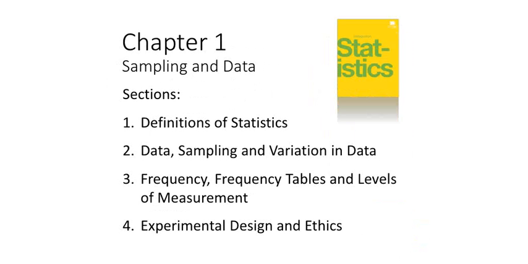Chapter 1 talks about sampling and data. What you're going to have to do is make sure that in your reading of the textbook, you concentrate on four sections, mainly the first three, and make sure you take a note of the fourth section. The first section covers definitions in statistics, and our whole first week is all about the language that we use in statistics. Section 2 highlights definitions dealing with data, sampling, and variation in data.